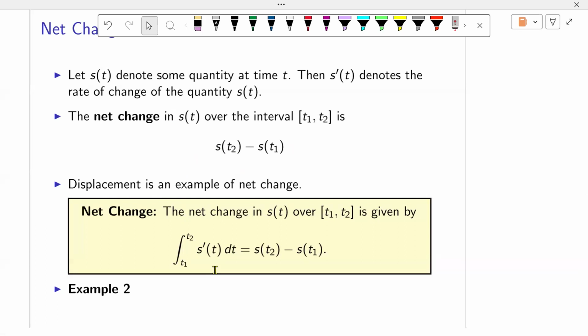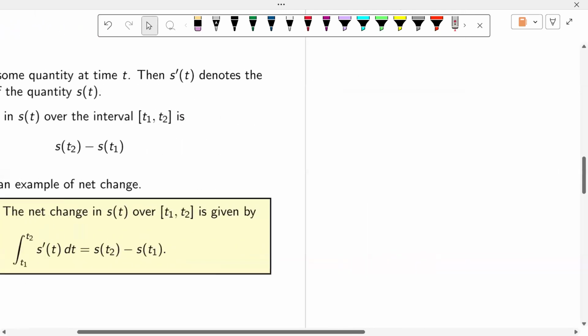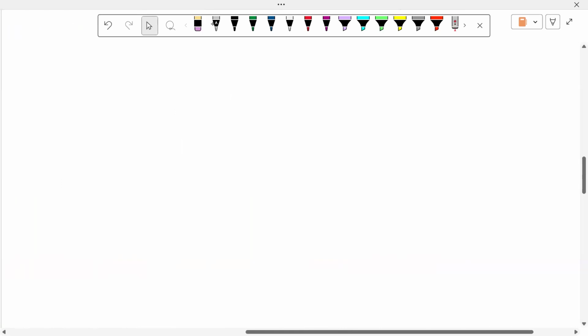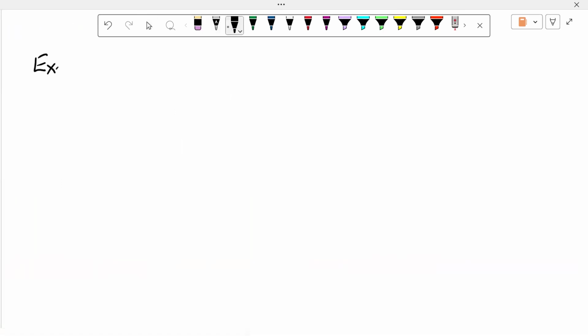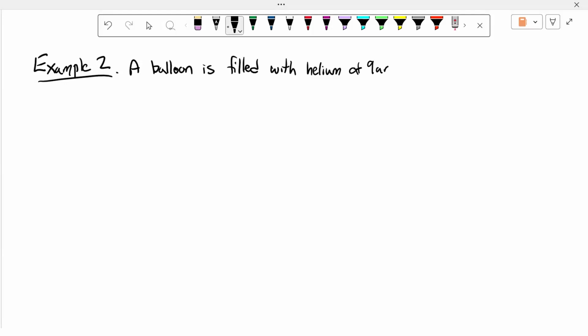So let's do an example to illustrate net change, something that's not related to the velocity of an object. So this will be example 2. We have a balloon filled with helium. Big balloon, by the way. First, I wasn't sure how big balloons could be filled up with helium, but there are weather balloons. They can be pretty big. So pretend this is a huge one, okay?